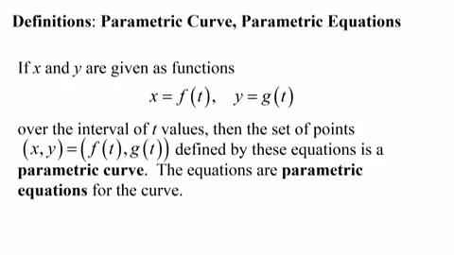Parametric curve, parametric equations. If x and y are given as functions, x equals f of t and y equals g of t, over the interval of t values, then the set of points defined by x, y equals f of t, g of t, defined by these equations, is a parametric curve. The equations are parametric equations for the curve.